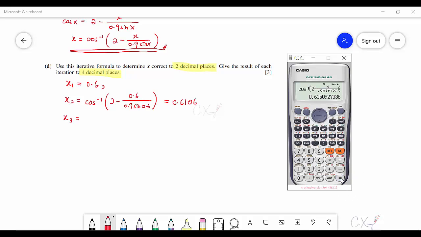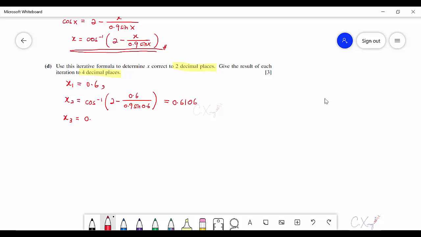Then you press the equal sign again, and therefore you get 0.6151. So your third value will be 0.6151. Your final answer they want is 2 decimal places, right? Then you double check the x2 and x3 that you get. In 2 decimal places, this one will be 0.61. This one will be 0.62, which is not consistent yet.